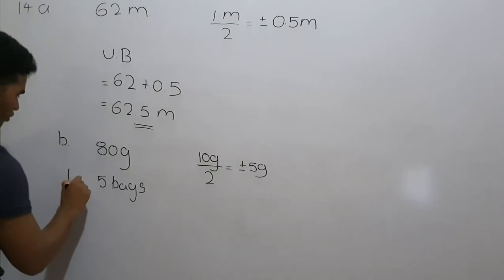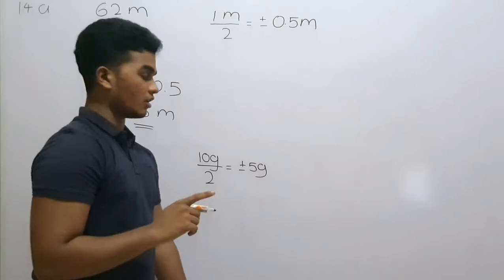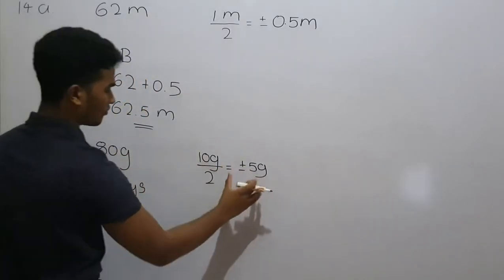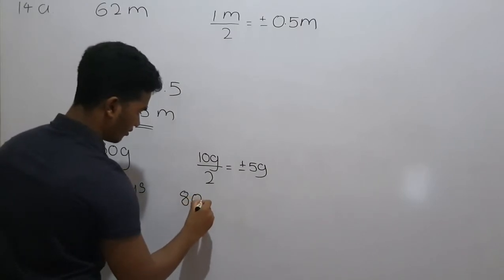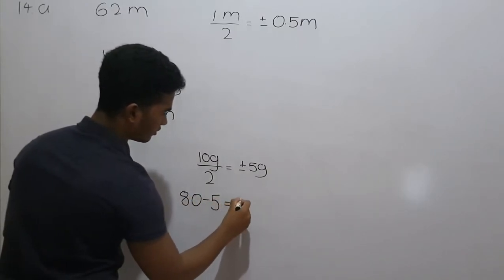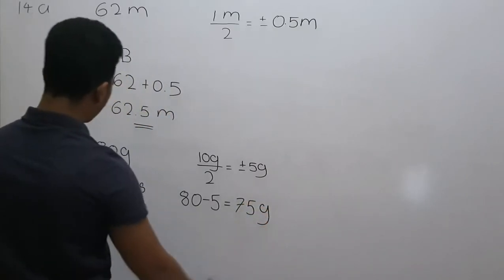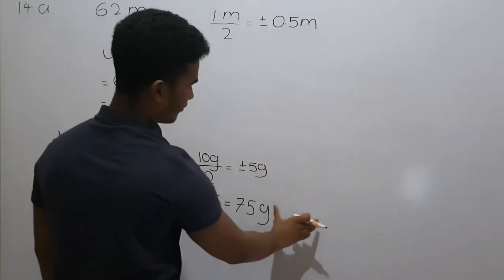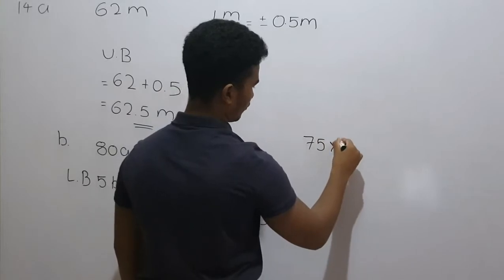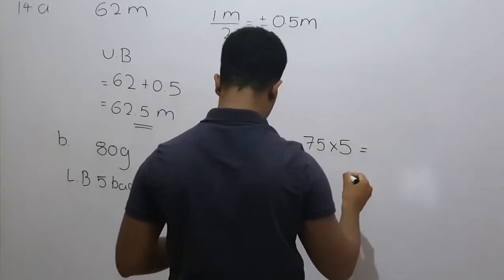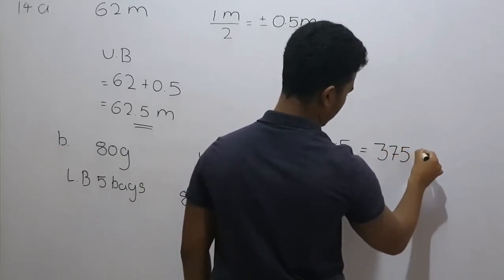The question is to calculate the lower bound of 5 bags. So to get the lower bound, you should get the lower bound of 1 bag. Lower bound of 1 bag is 80 grams minus 5 grams, 80 minus 5 equals 75 grams. So this is the lower bound of 1 bag. To get for 5, we'll multiply this by 5 to get our final answer. So 75 grams into 5 is equal to 375 grams.